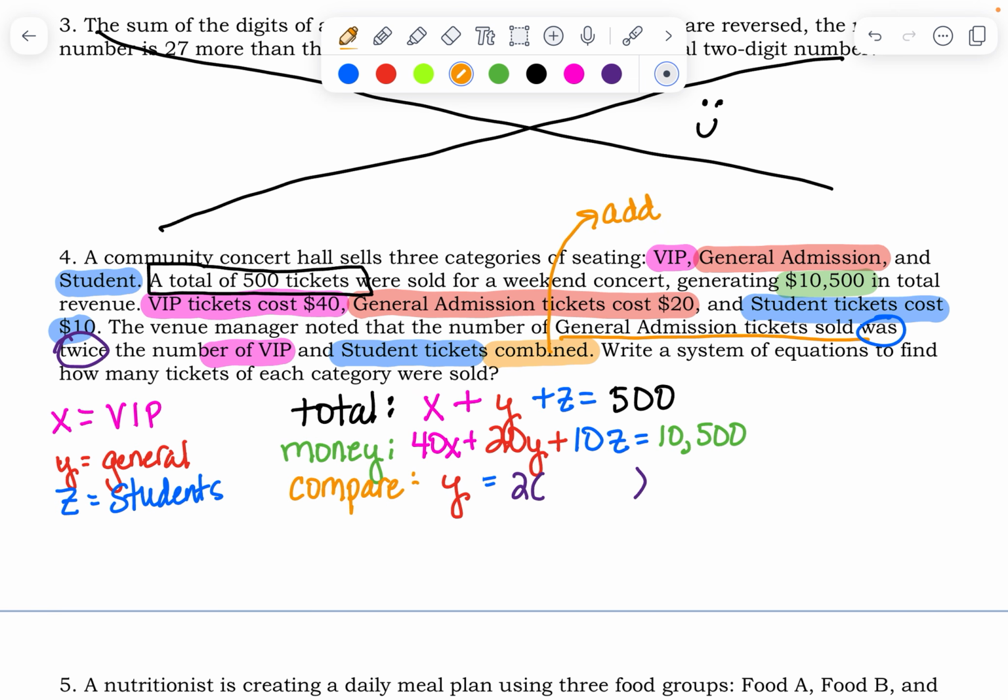So I'm going to have my VIP, meant to do that in pink, sorry, my VIP plus my students. I'm going to add those together, and there's my 3.